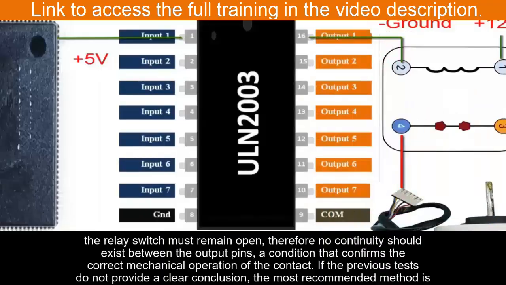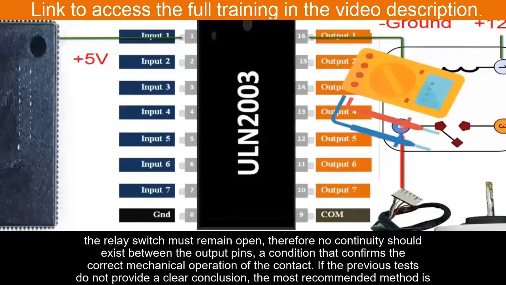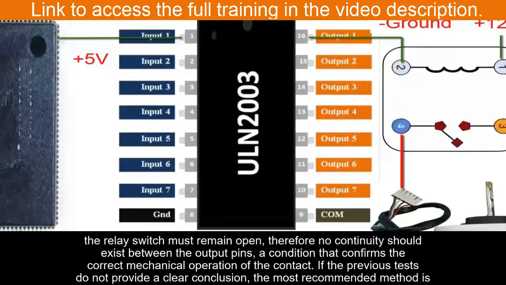If the coil is not energized, the relay switch must remain open. Therefore, no continuity should exist between the output pins, a condition that confirms the correct mechanical operation of the contact.